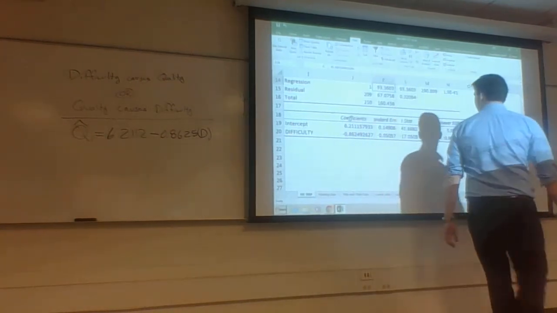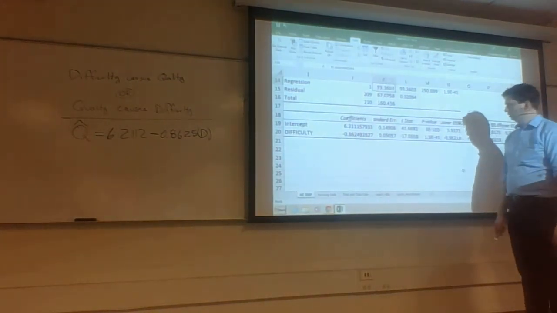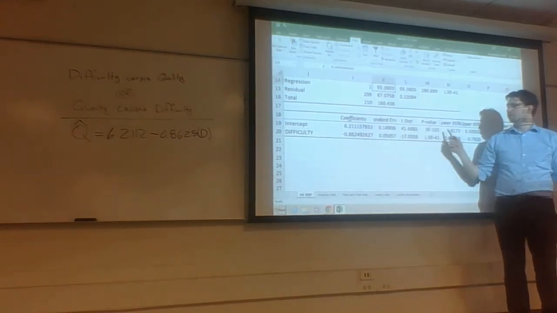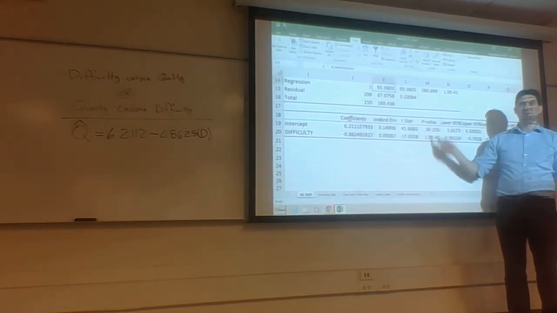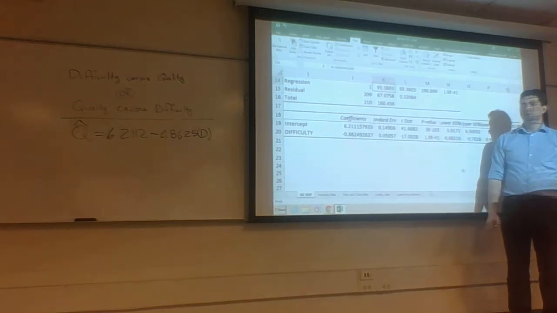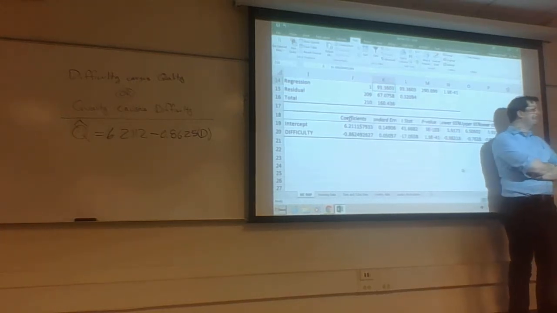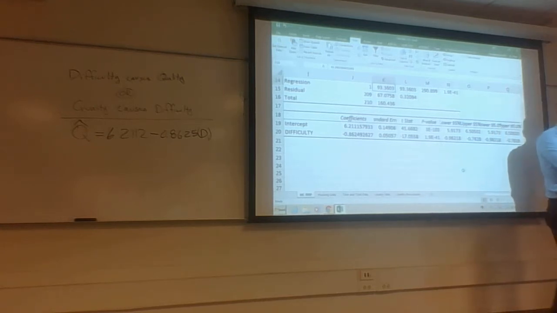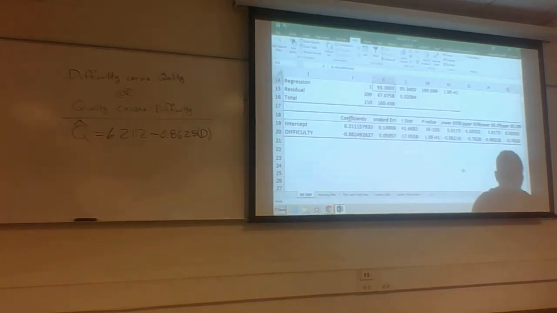So, what do you think the rest of this is for? Well, like I said, there's a strong connection between t-stat and p-value, so you really only need to look at one. Let's get some practice with p-value. What does p-value represent? Let me ask this.